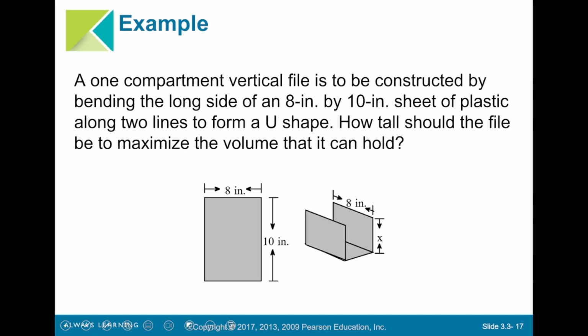All right, another one. Here we have one component of a vertical file to be constructed by bending the long side of an 8-inch by 10-inch sheet of plastic along 2 lines to form a U shape. How tall should the file be in order to maximize the volume that it can hold? And thank goodness they drew a picture here. So looking at that, we're taking a piece of paper and we're taking the 10-inch side and folding it into a U shape. So this side, and this need to add to 10, not to mention this and this are the same size. So this is also X over here.